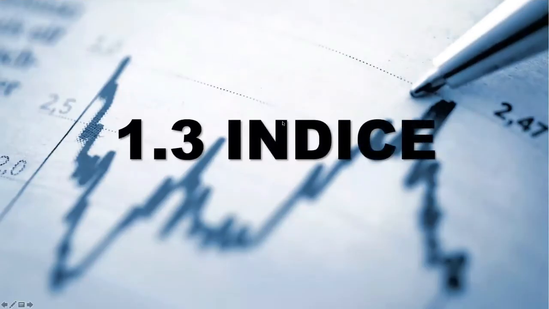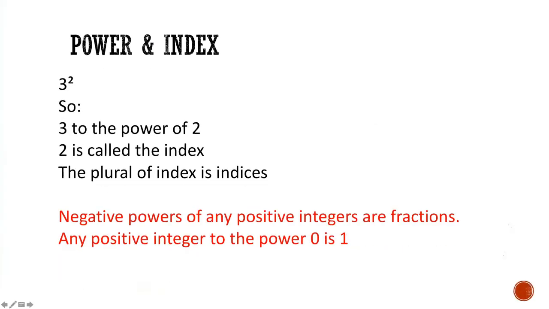So 1.3 indices. Oh, I forgot the S here. Sorry. So in this part, we will learn mostly about power and index. This is an example, 3 squared. It can also be written as 3 to the power of 2, but it's shorter. So 2 is the index, and the plural of index is indices.